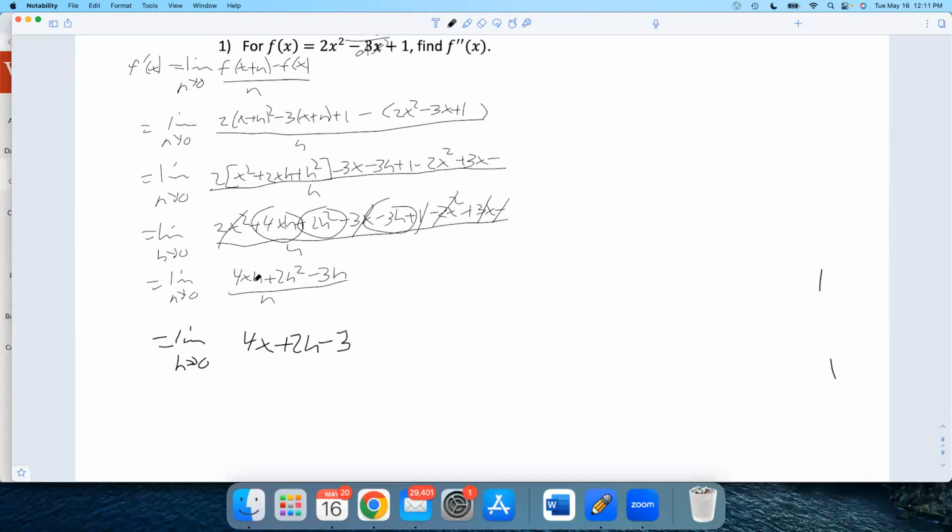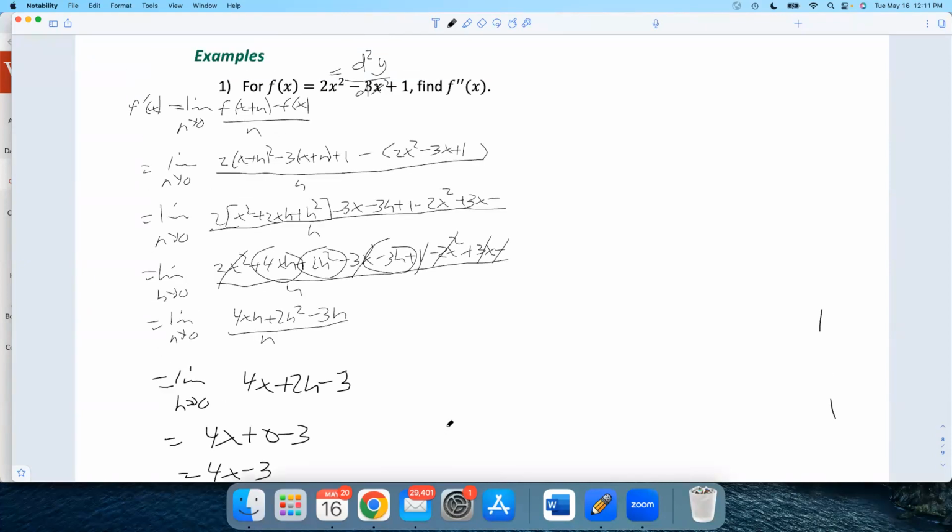And I've mentioned a few times, it's perfectly fine if you can do this step in your head to just do it in your head. Now we actually take the limit as h goes to 0 by plugging in h equals 0. I don't write limit anymore because now I've done the limit and I get 4x minus 3. So that's the first derivative. F prime of x was 4x minus 3. Now I have to do the same thing again on this and find the second derivative. So I'll do that over here. This one will be quicker.